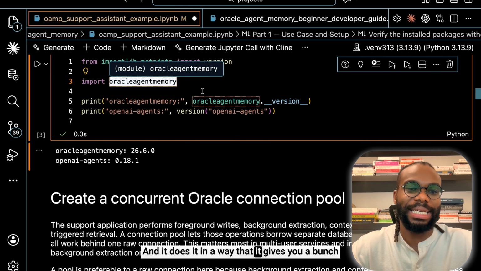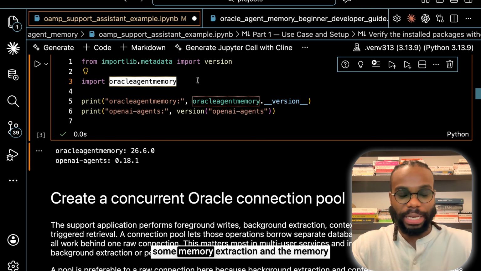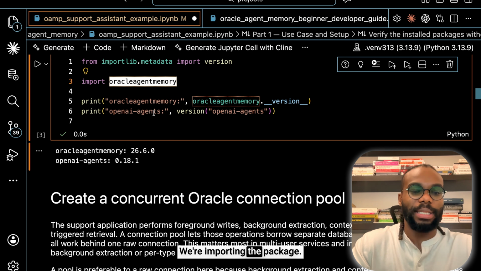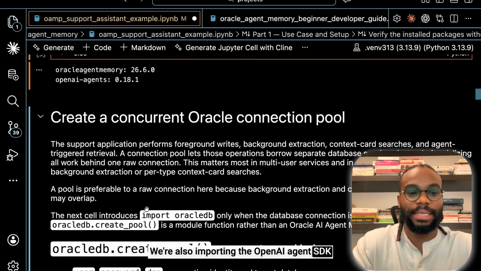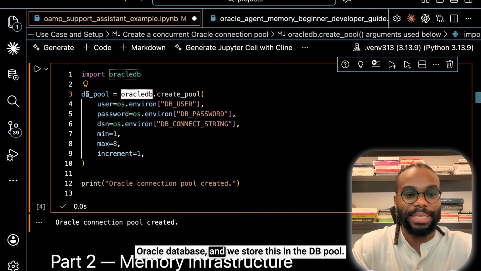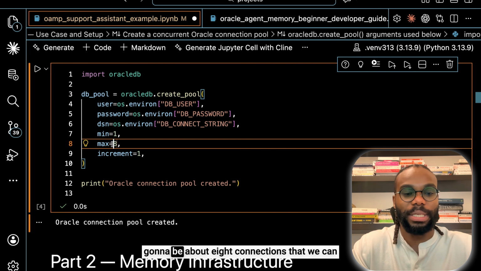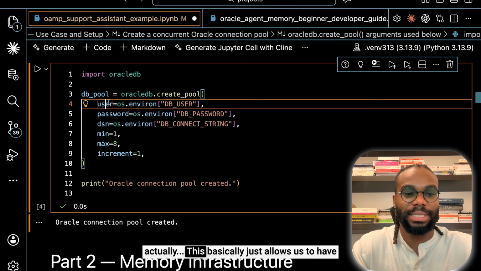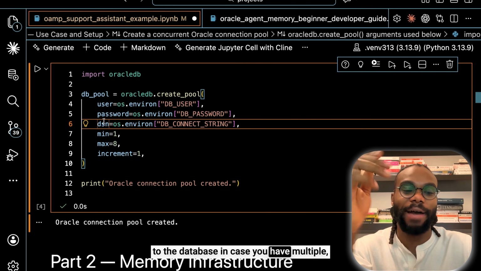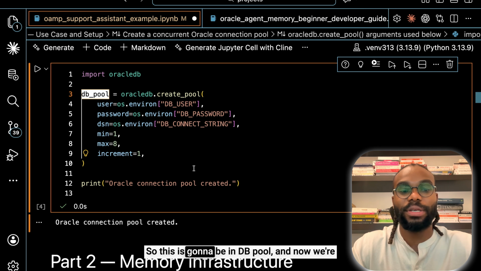It gives you a bunch of configuration options to fine-tune memory extraction and the memory engineering process for your use case. We're importing the package, and also the OpenAI Agent SDK package, and then we'll make a connection to an Oracle database and store it in the DB pool. We're creating a connection pool to the Oracle database, with about 8 connections. This basically allows concurrency in case you have multiple clients hitting your database.